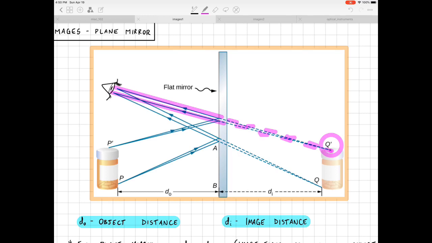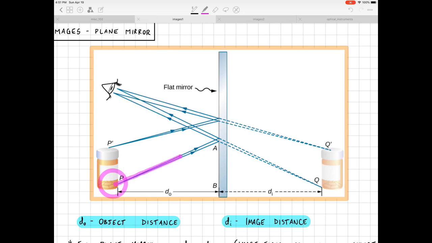So the top of the bottle here forms back here. That's where the image for this object forms with the plane mirror. And then you do the exact same thing with another spot on the object. In this case, we've got the bottom location, P. And so you do the exact same thing.